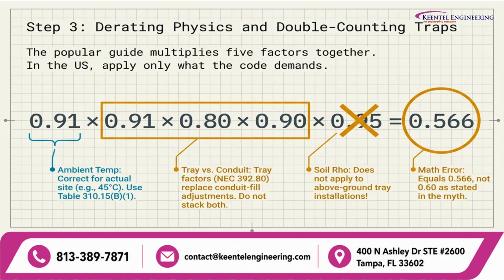Apply ambient temperature corrections using Table 310.15(B)(1) for your specific site conditions. Cable tray factors, governed by NEC 392.80, replace conduit fill adjustments. Do not stack both. And remember, soil thermal resistivity factors do not apply to above-ground cable tray systems.